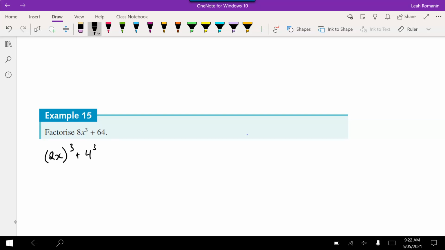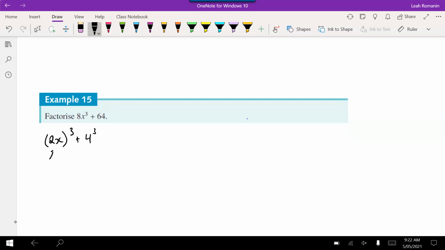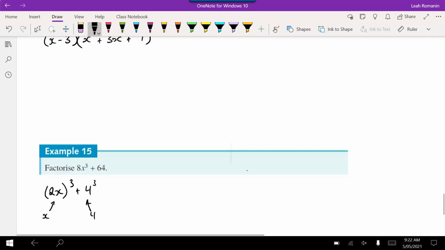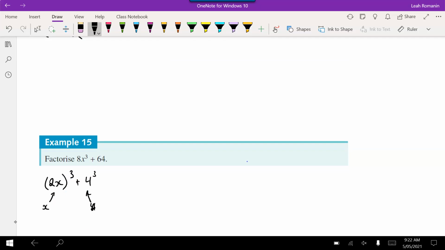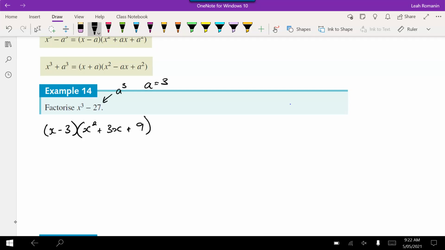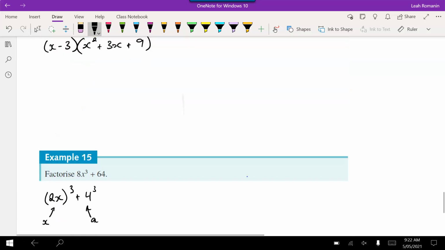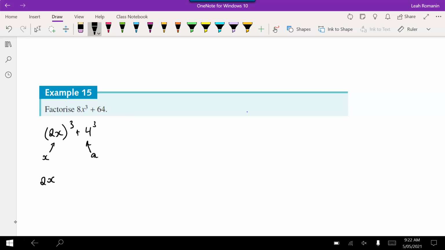So then I can follow my theorem here. So the 2x is my x and the 4 is my a. I've written 4 when I meant a. So the 4 is my a. Then I can follow my rule, and I'm going to be following my second rule because I've got a plus in the middle now. So I'm going to get 2x plus 4 in one bracket, and then I'm going to get 4x squared minus 8x plus 16. Not that different from your difference of two squares rules. There's just obviously another factor in there now.